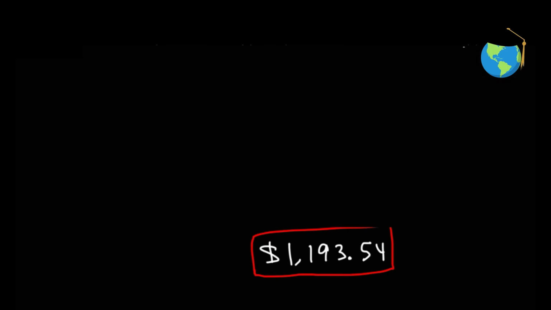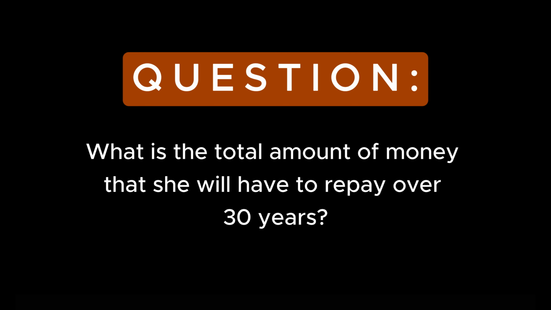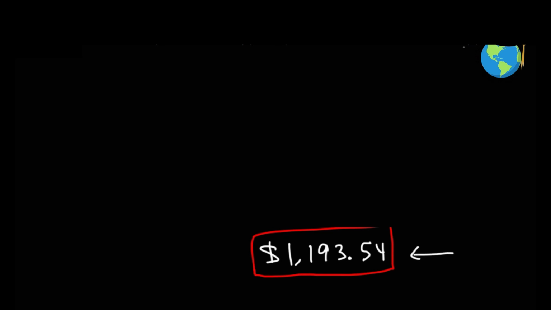Now let's move on to part B. What is the total amount of money that she will have to repay over 30 years? So she's paying this amount each month. There's 12 months in a year. Over 30 years, she's going to make 360 monthly payments. So we need to multiply this number by the 360 monthly payments that she's going to make in the course of 30 years.